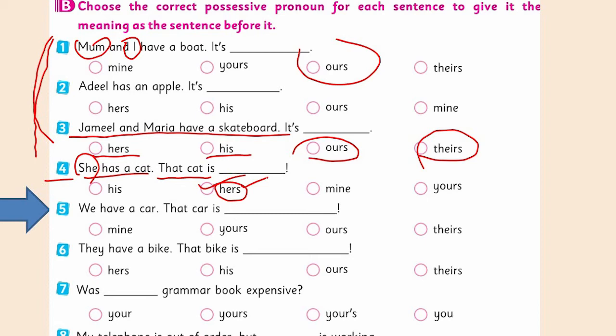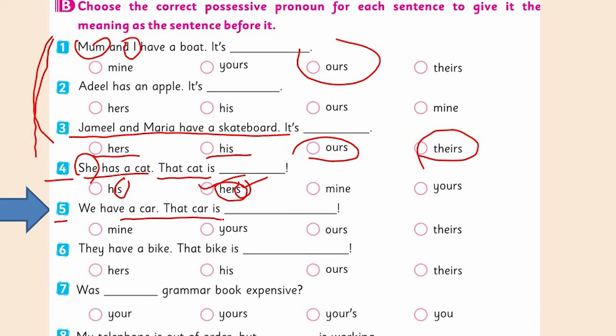S यहाँ पर show क्या करता है? Ownership, कि कोई चीज किससे belong करती है. यहाँ पर pronouns का आपस में क्या relation है? S आपको indicate करता है, और इधर his में भी S. तो इधर she है, तो हम क्या choose करेंगे? Hers. Look at the fifth one.